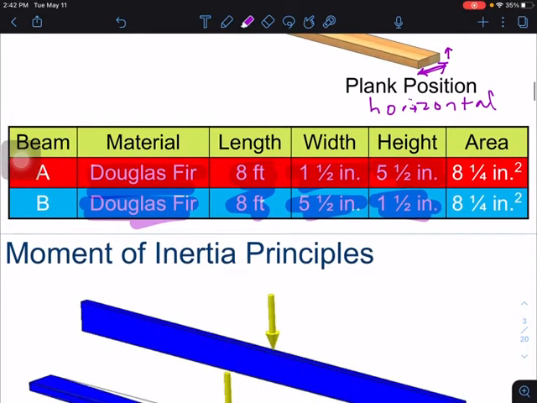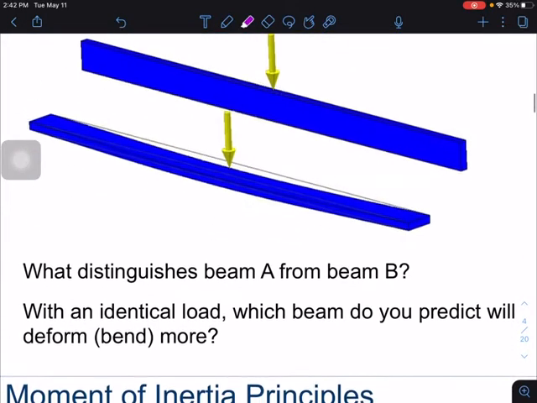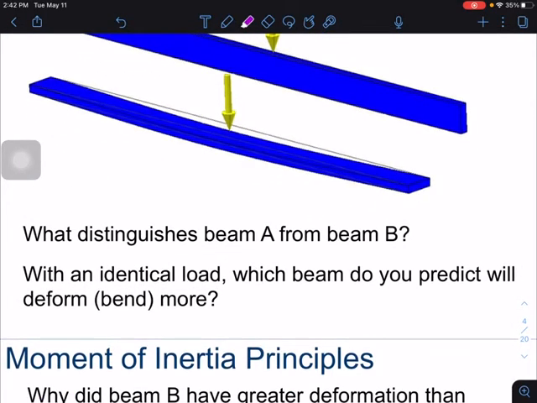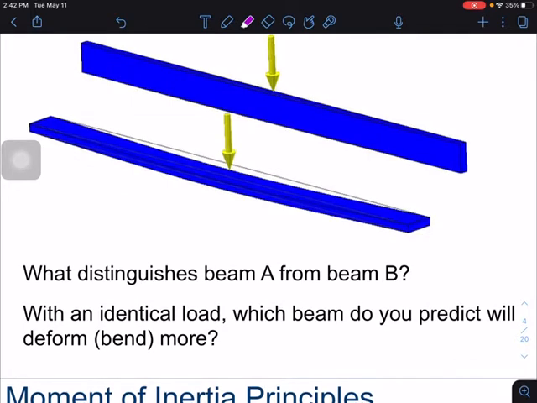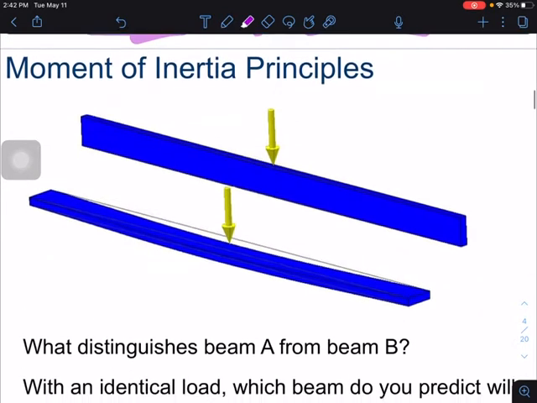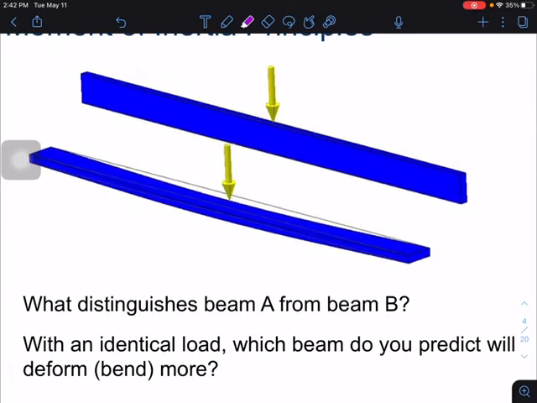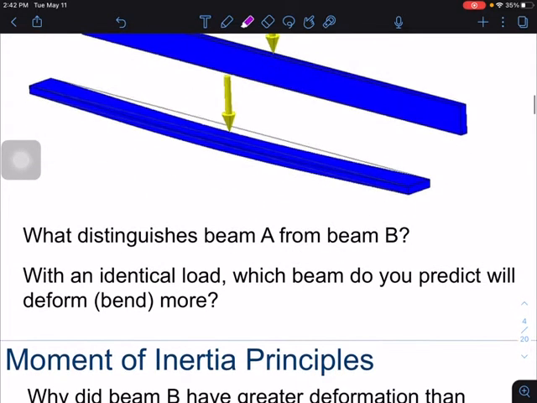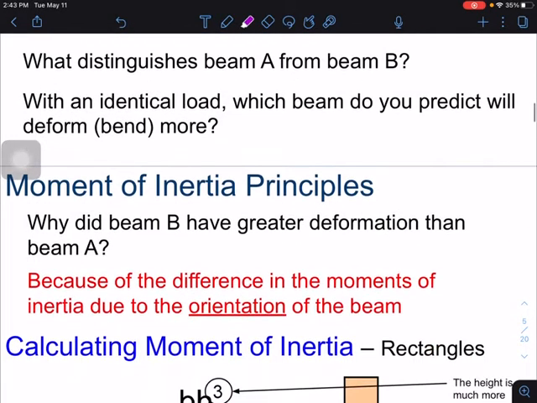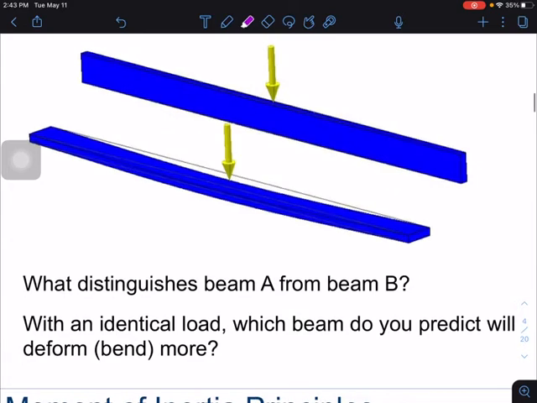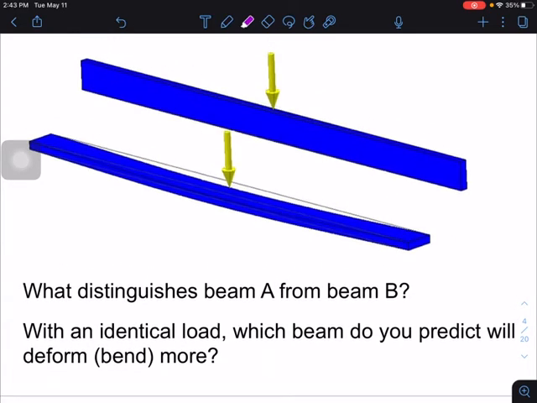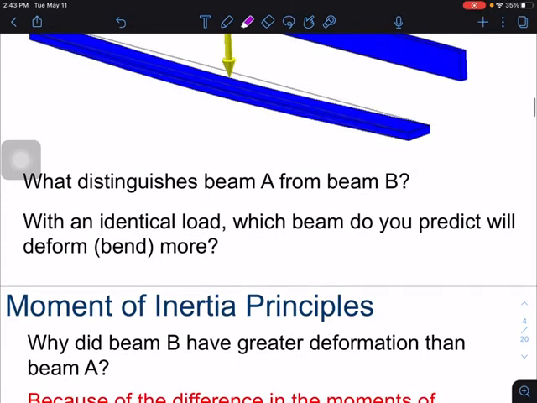Moment of inertia, again, these beams are made up of the same materials, and the answer to this question, what distinguishes beam A from beam B? Well, beam A and beam B are in different orientation. Beam A is in the joist position, and beam B, the lower one, is in the plank position. Which one do you predict would bend more? Well, you may have an idea, maybe you don't. You should, in your own mind, just make a prediction. What do you think?